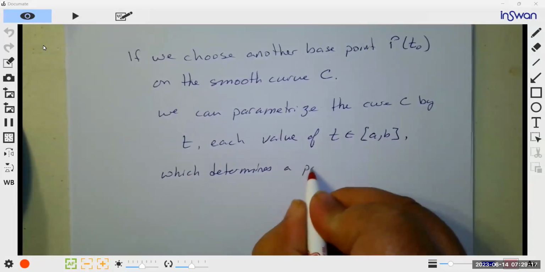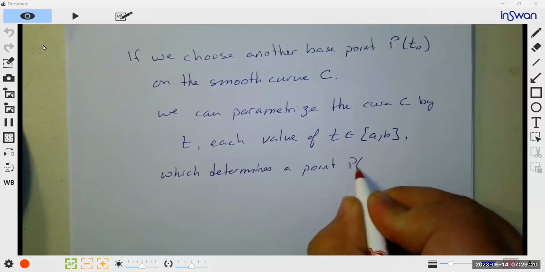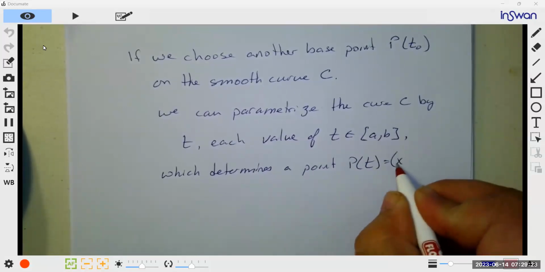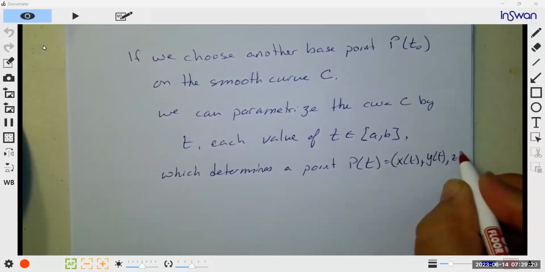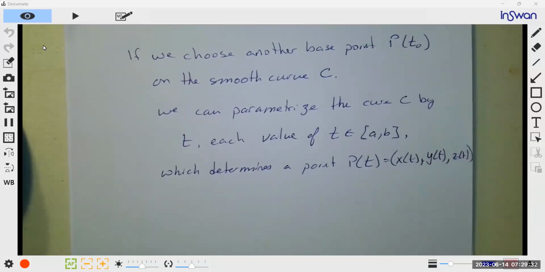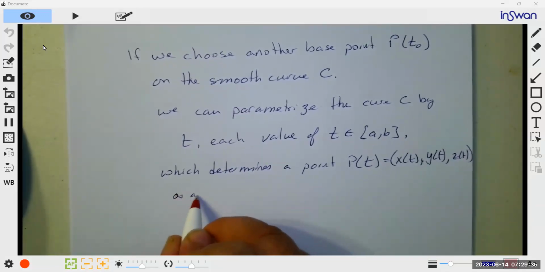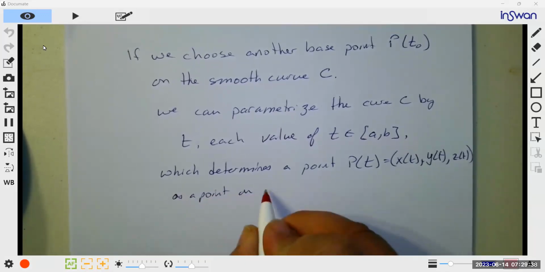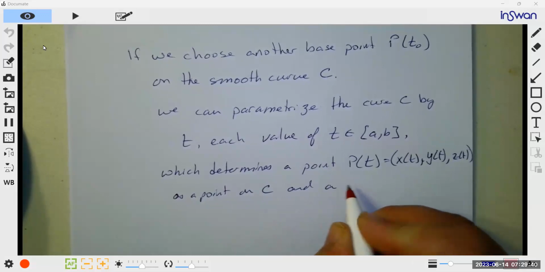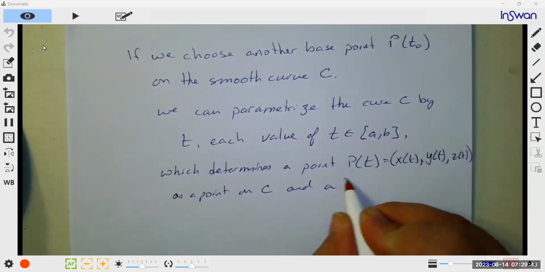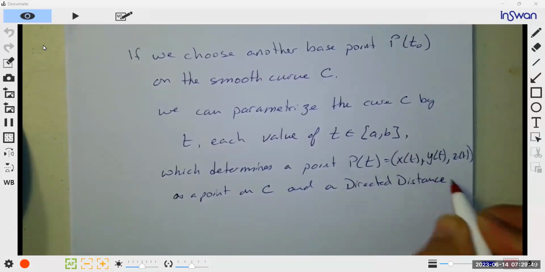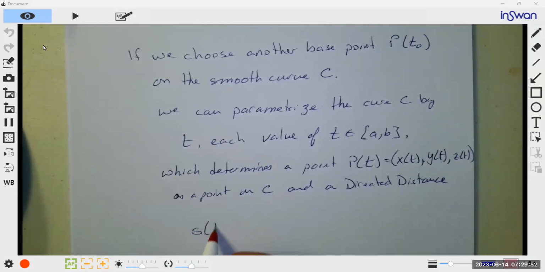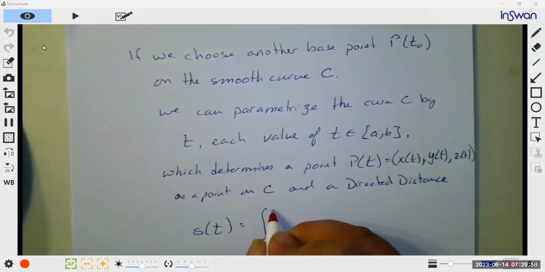which determines the point P of t equals x of t, y of t, z of t as a point on C and has a directed distance of the integral from the initial t to our final t.